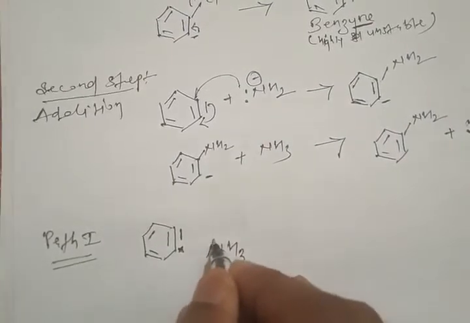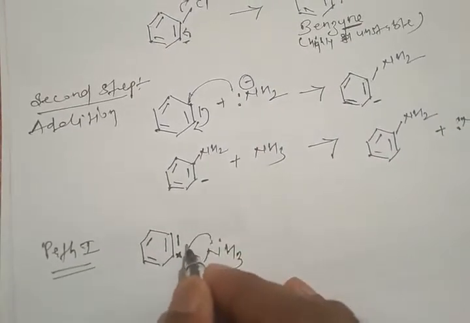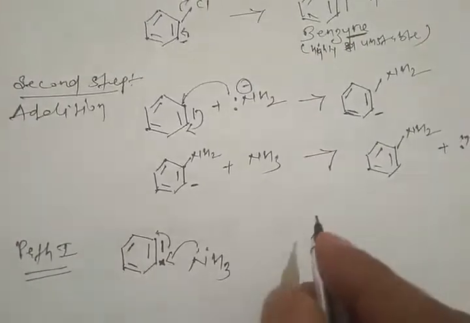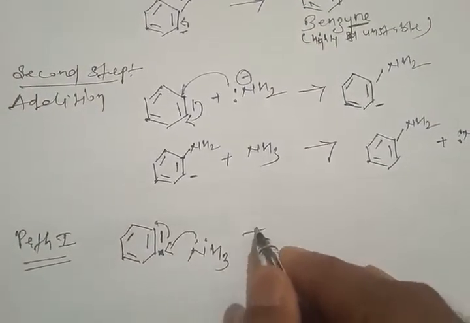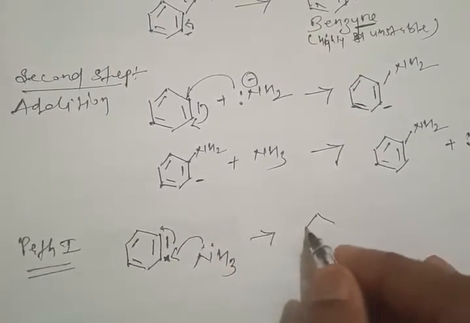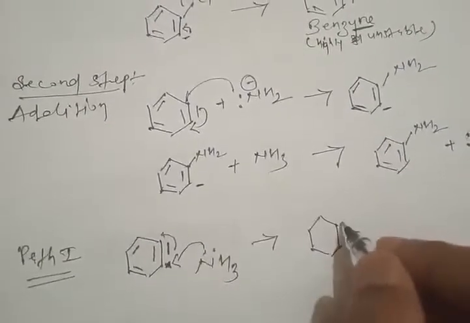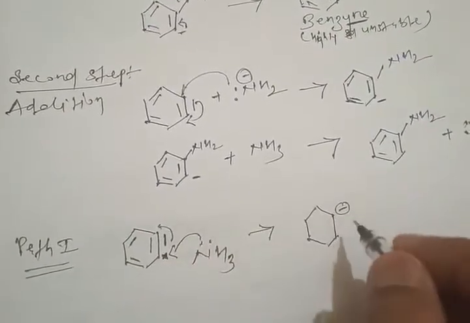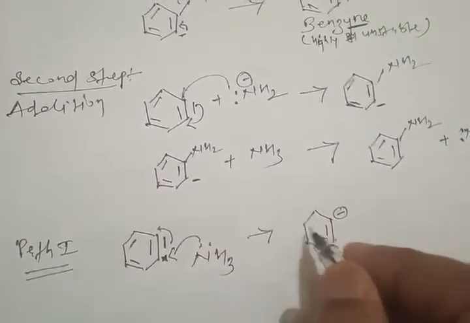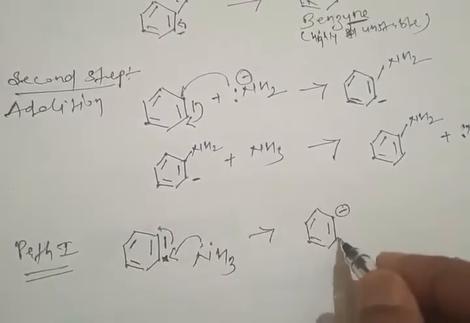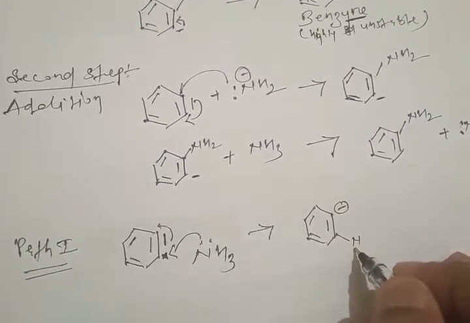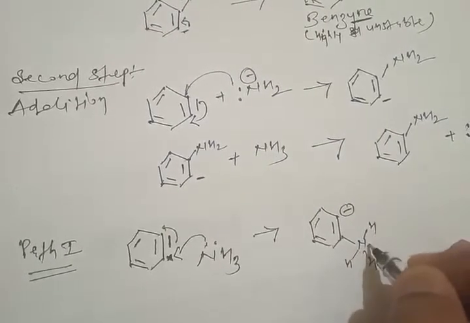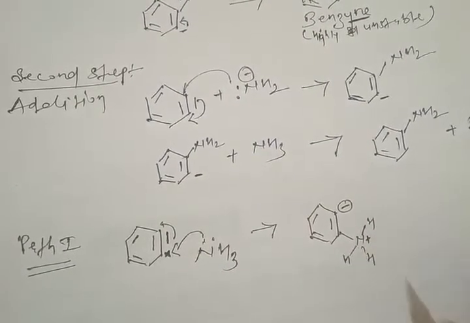If this ammonia attacks this side, what will happen? This pi electron will go to this side. Okay, so let's go for this. Now this is a negative charge because this pi electron is moving here, and here is pi, and now the nitrogen, NH, H, ammonia, and this is a positive charge.